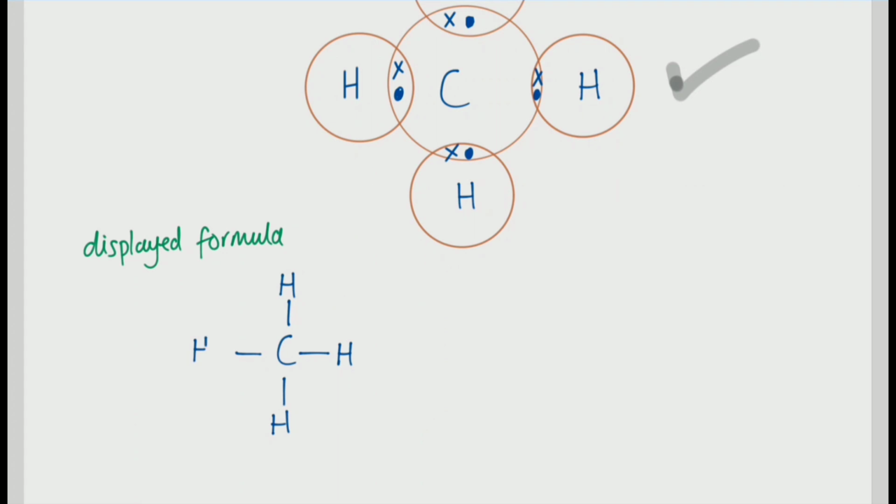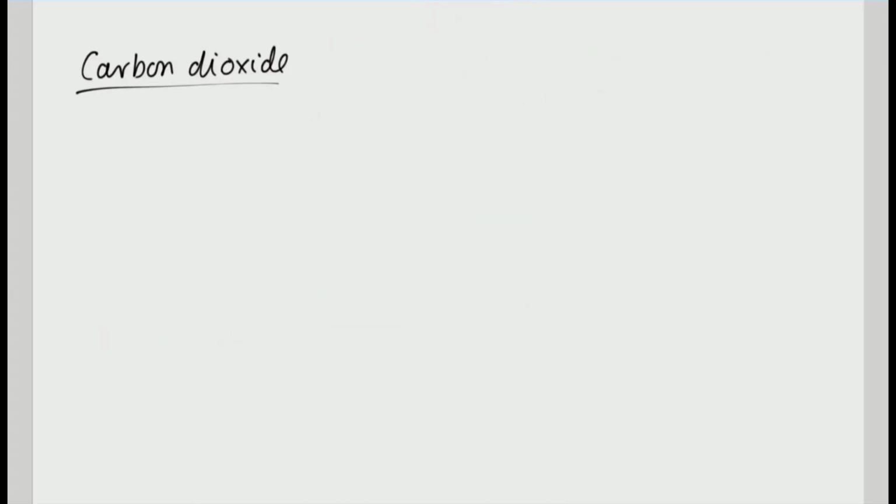and we draw lines that represent a pair of electrons that are being shared. So remember, there is only one pair of electrons being shared between the carbon and each hydrogen atom. So a single line represents a pair of shared electrons. And so that's the displayed formula of methane.